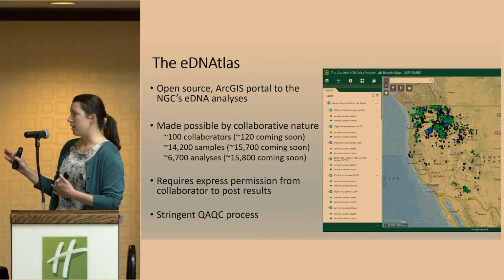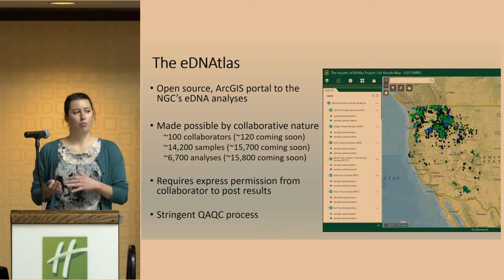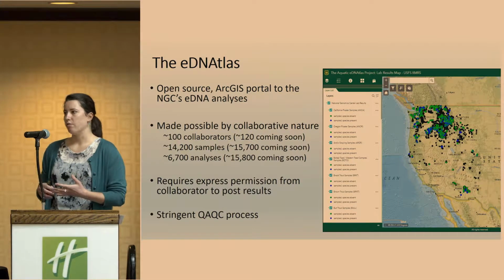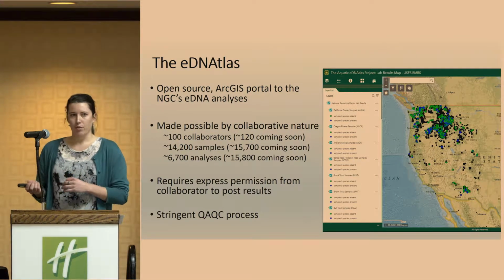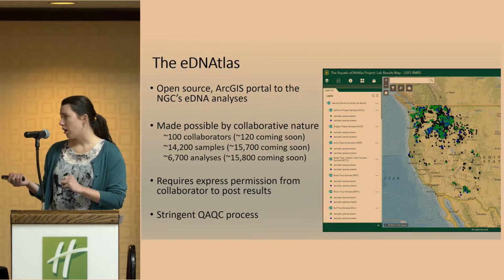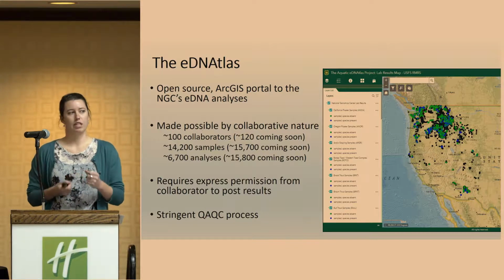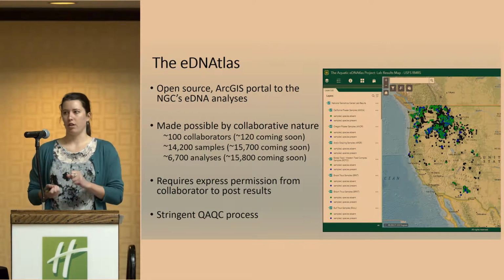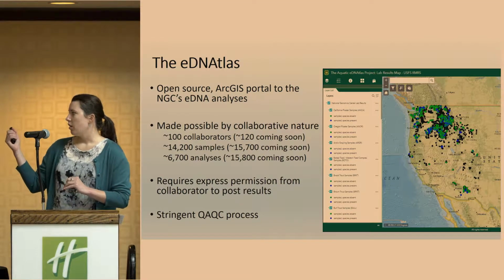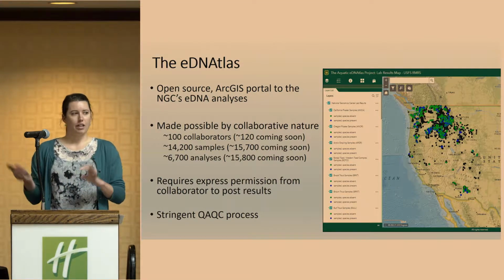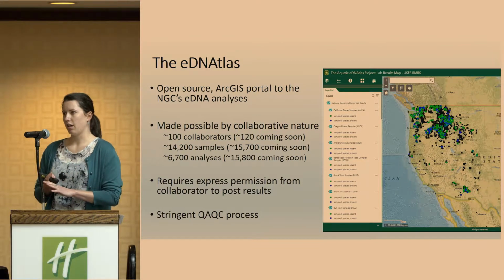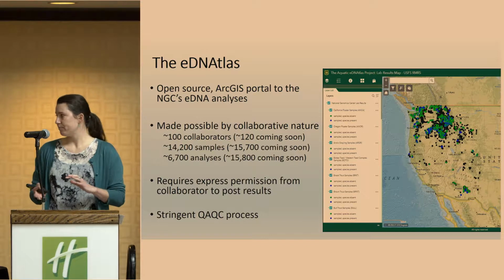represented on the atlas. Currently, there are approximately 100 different collaborators with samples on the atlas, and this consists of over 14,000 different samples and about 6,700 analyses. All of these numbers are expected to increase soon, with the next update to the atlas occurring in 1 to 2 months. It's also important to note that that huge number of analyses is across a suite of 40 to 50 different species that we've worked with different collaborators on.